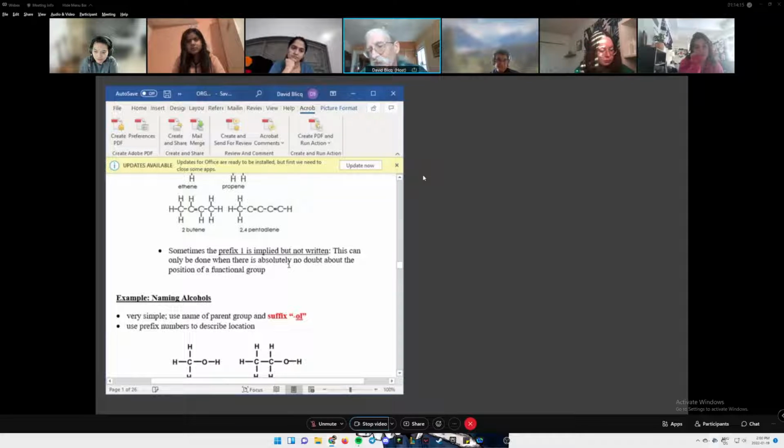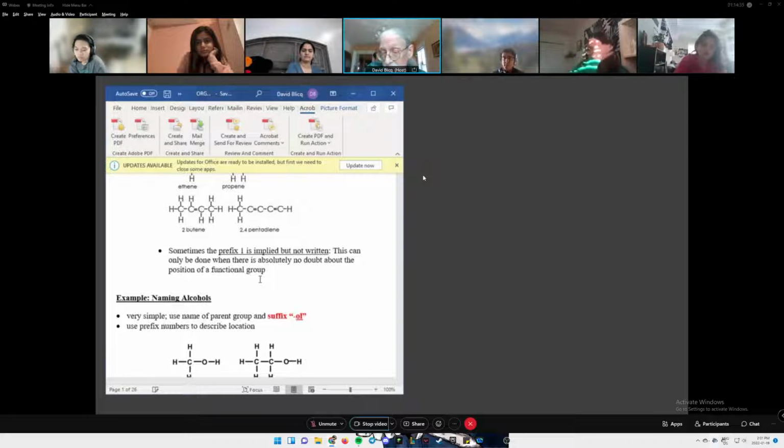Sometimes the prefix 1 is not even written down. I've got to be honest, organic chemists, once they figure this stuff all out, they get pretty lazy. And you don't write down 1 if you don't need to. It only applies in a circumstance when there is no other way to name it or to make it wrong. It just means it's got to be that way.